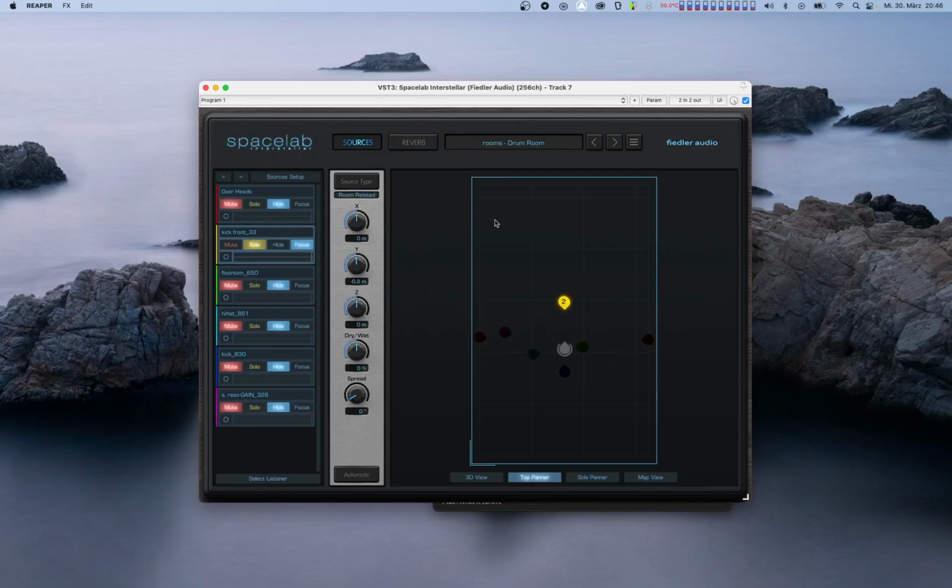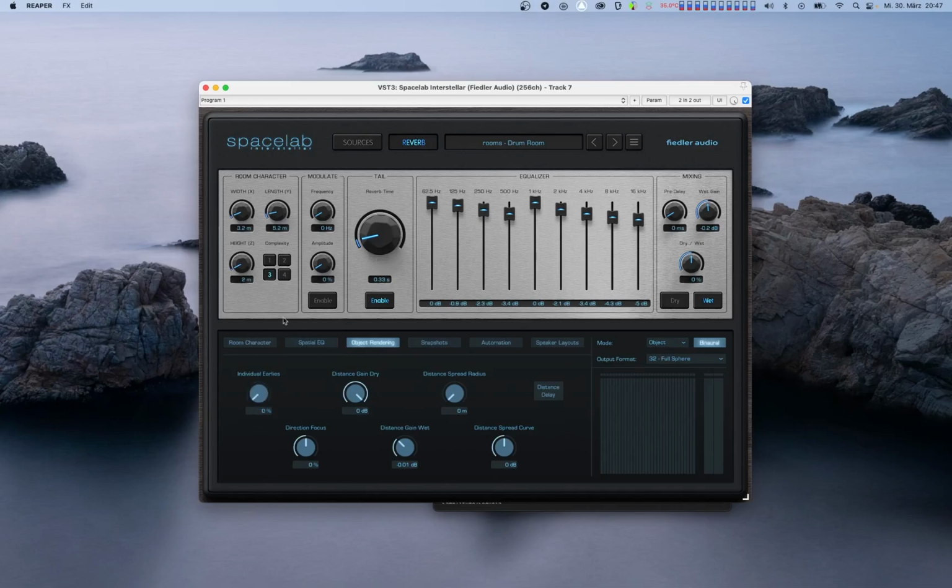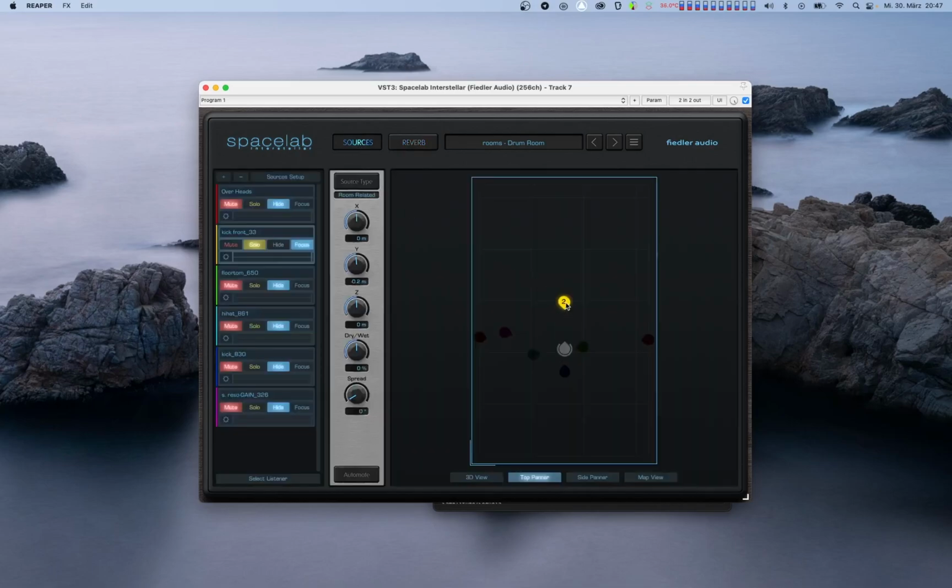Now, if we set this to 0%, you'll notice that no change occurs when moving the objects.